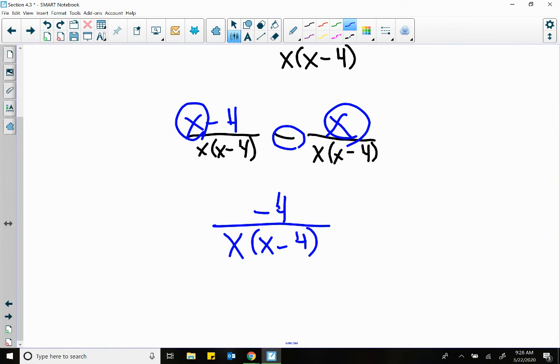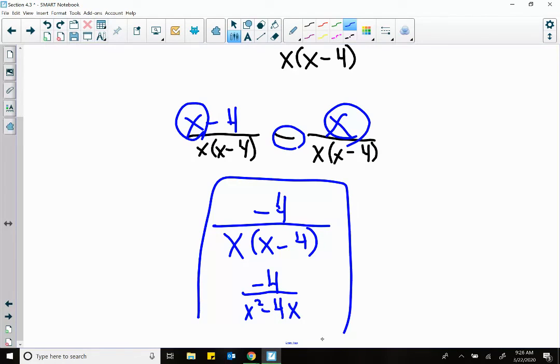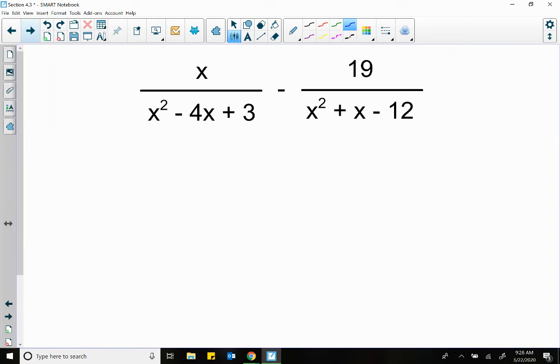Is there any factoring in the numerator? No. Is there any reducing? No. Remember, we can't touch those two. This is a family right there, so no canceling. Okay, so that would be the answer. Or if you wanted to multiply out, this is perfectly fine too. X squared minus 4x. Both of these are valid answers. One more problem, and that wraps up 4-3.